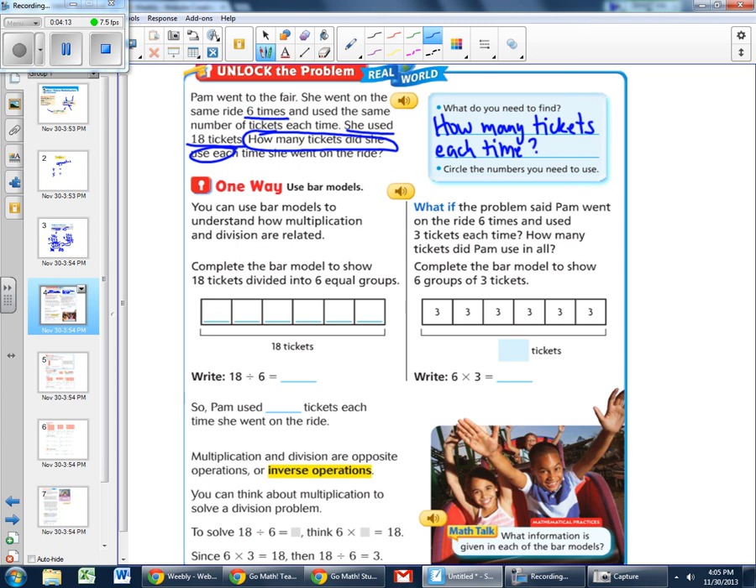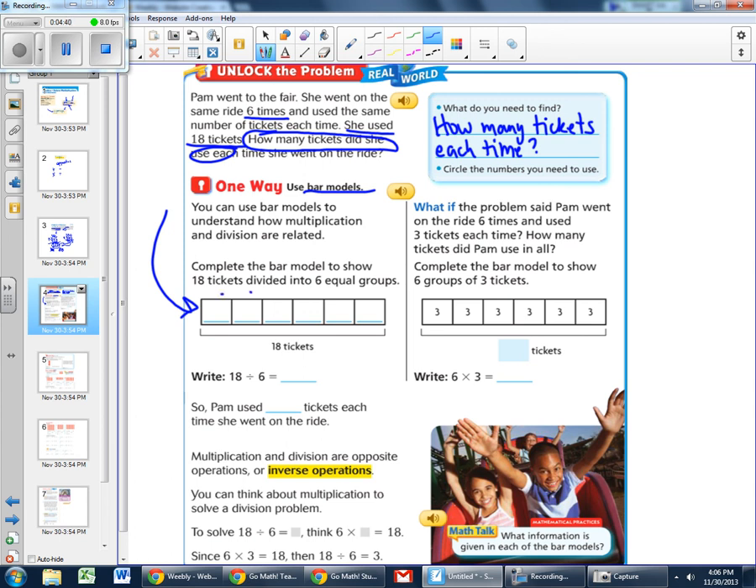Okay. And it said to circle the numbers you use. I just always underline mine. You may do whichever one is easier for you to pick out those things when you are the problem solver. One way it wants us to use bar models. This was a few lessons ago where we learned that these can help us solve division problems. You can use bar models to help you understand how multiplication and division are related. Complete the bar model to show 18 tickets divided into 6 equal groups.